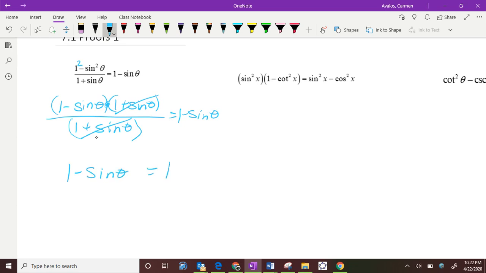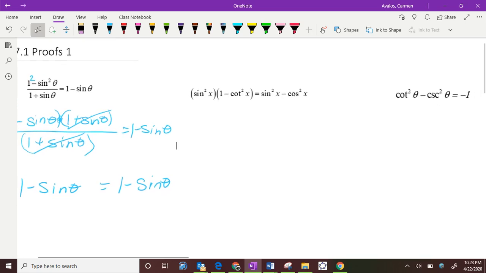And lo and behold, it actually looks like the right-hand side. So now I know that I've proved it. Notice how I only worked on the left-hand side. I did not touch the right-hand side, and I made the left-hand side look exactly like the right-hand side. So now I know that I have proven it, and I used some legal algebra skills and rules.